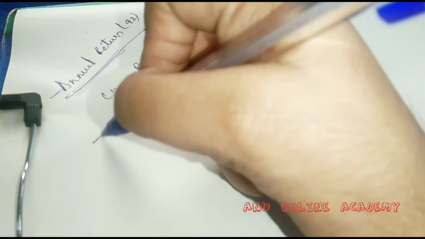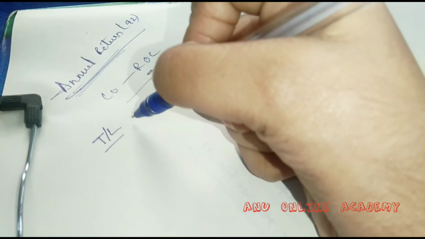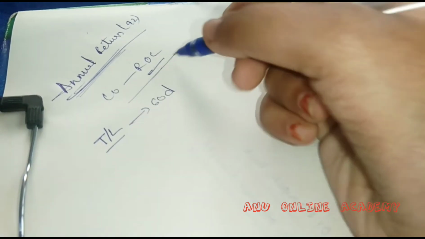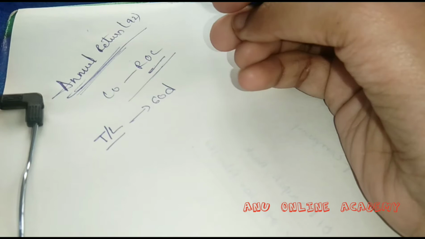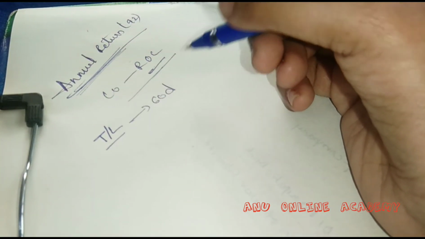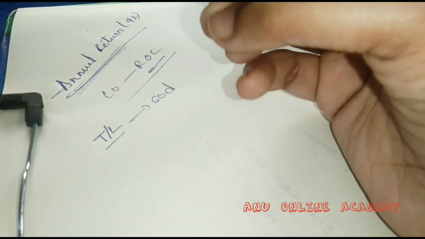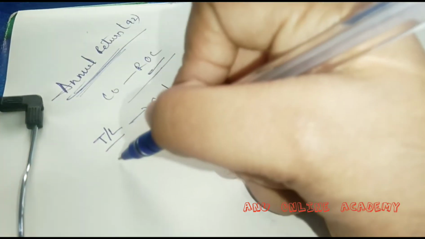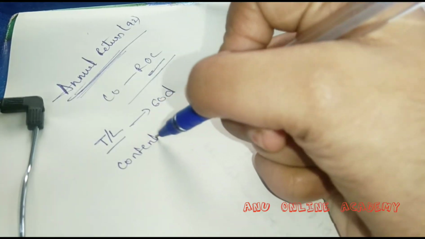And see the next one, time limit for filing annual return: within 60 days from the date of AGM if it is held. If AGM is not held, then within 60 days from the last date on which AGM ought to be held. And see contents of annual return.